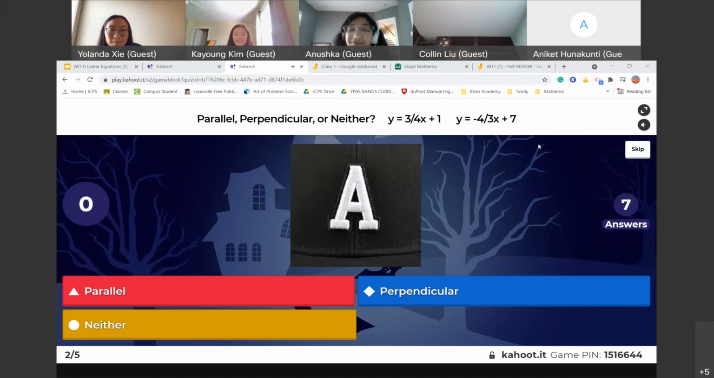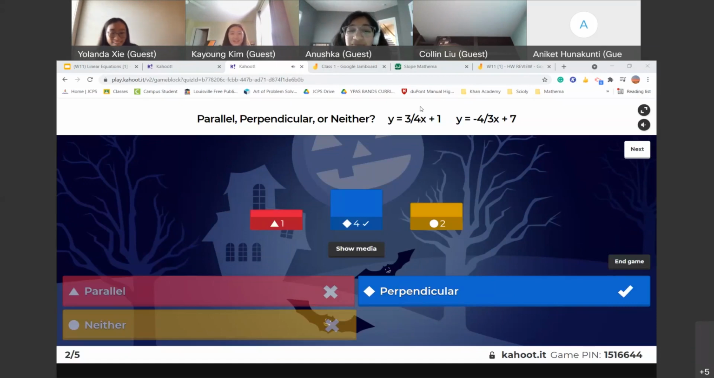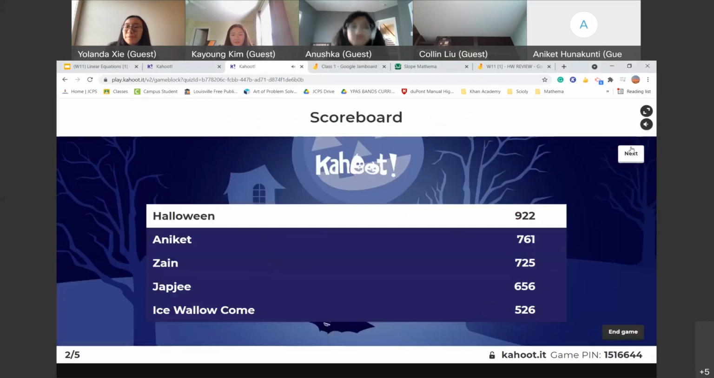Yay! They're opposite reciprocals. Yep, they're perpendicular. The slopes are opposite reciprocals. Wait, why parallel this time?